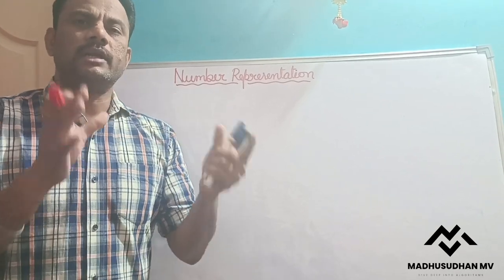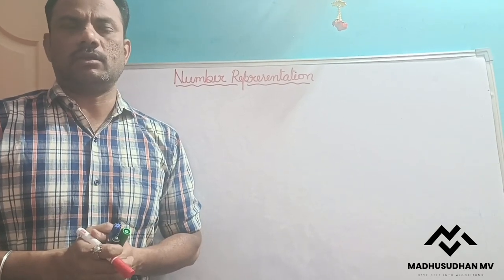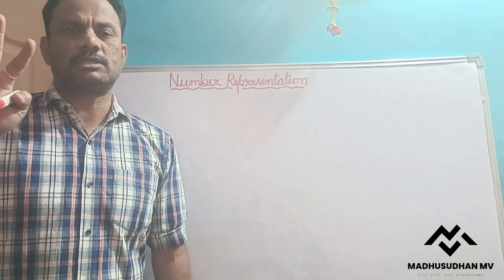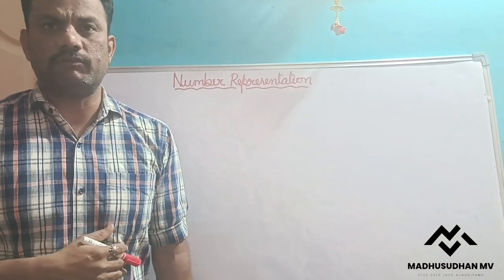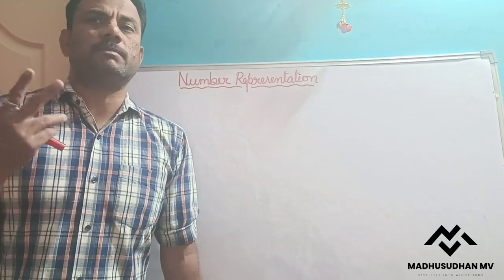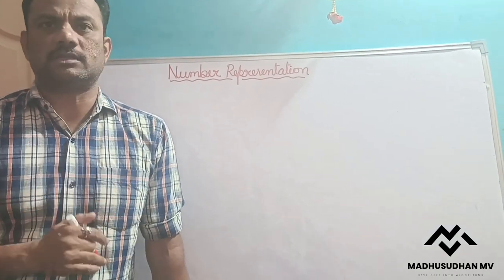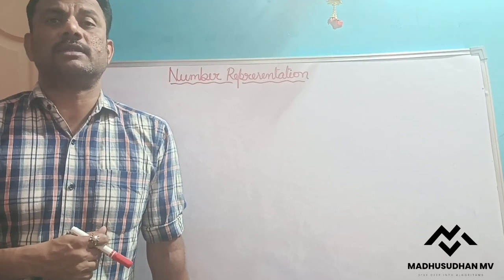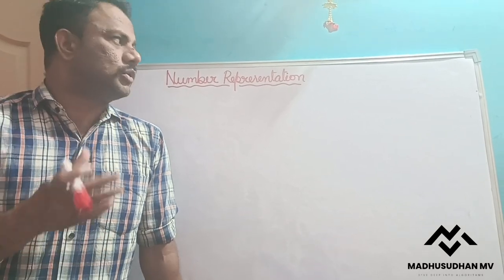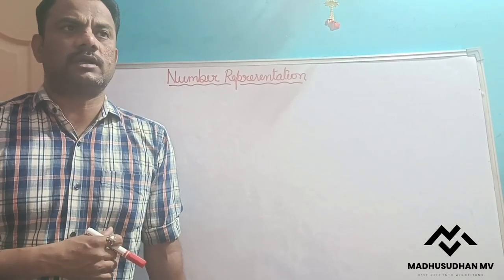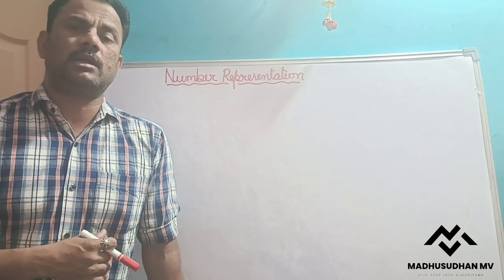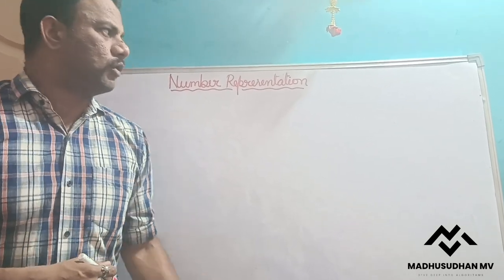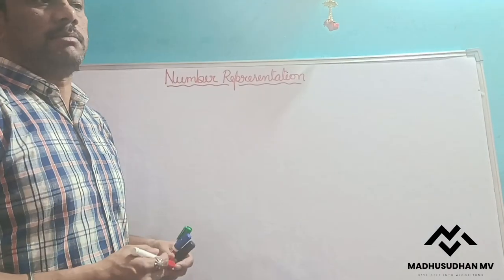There are different types of number systems in use, mainly four. The first one is the decimal number system, which we use in our daily life. The second one is the binary number system, which is used by our computer system. The third one is the octal number system, and the fourth one is the hexadecimal number system. In this video we are going to discuss how a decimal number is represented in binary. But first, how do we convert a decimal number into binary?